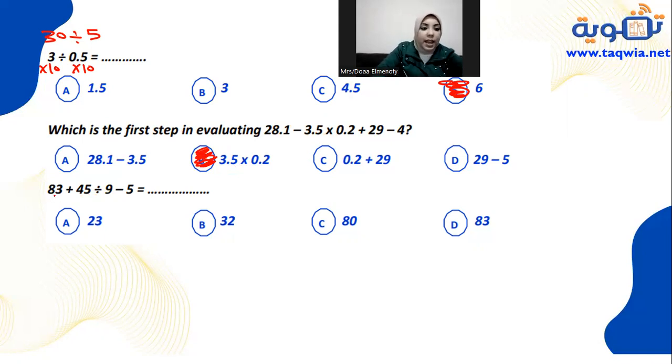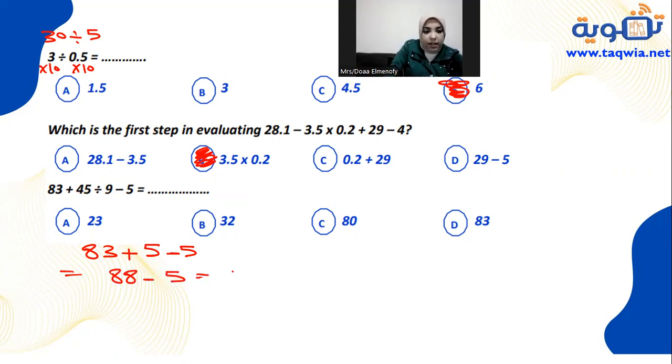Okay, here we have 83 plus 45 divided by 9 minus 5. What is the first step? Yes, we have to divide. When we have multiplying or dividing, we have to start with it. So 45 divided by 9 equals 5. So now we have 83 plus 5 minus 5. Now we add 83 plus 5: 3 plus 5 equals 8, so it's 88 minus 5. 88 minus 5 equals 83. So the answer is 83.